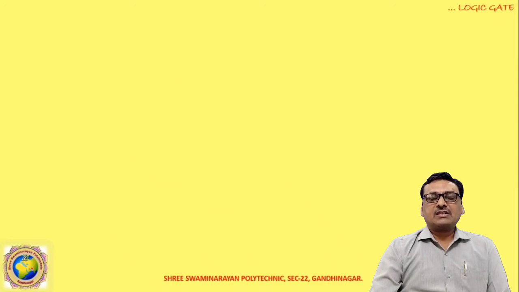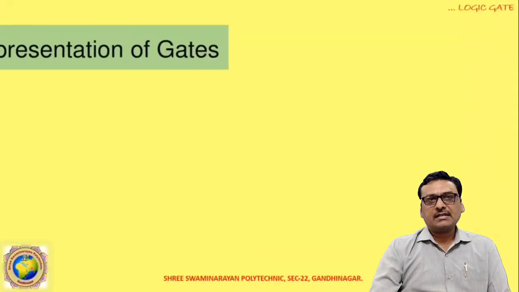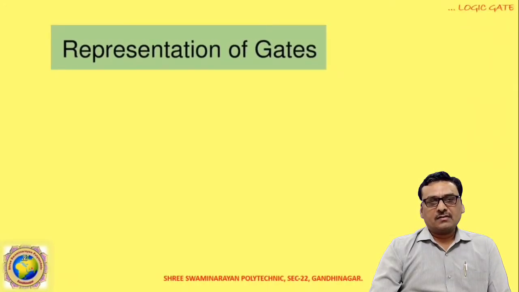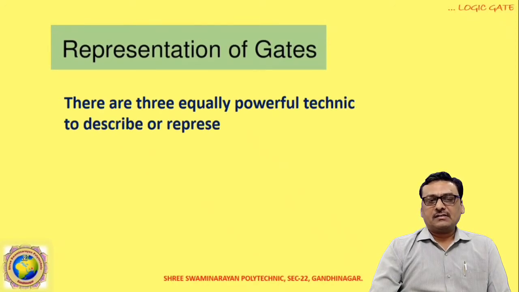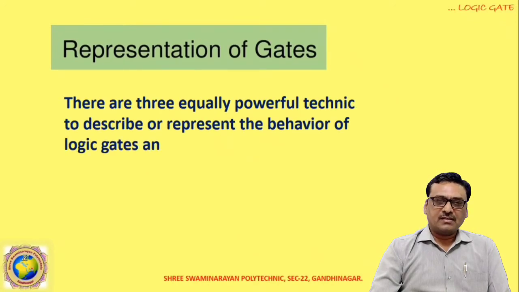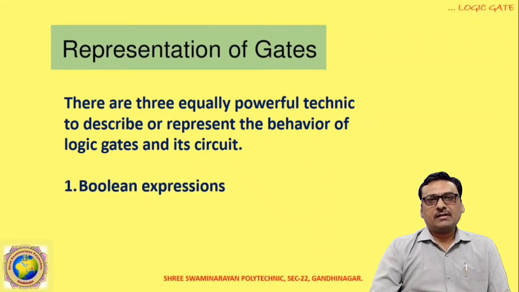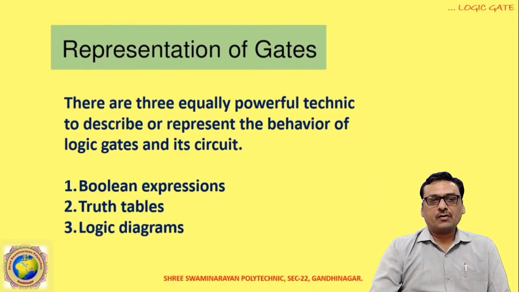Here, with the representation of the gates, how we can represent the gates will be by rules which are followed to define each and every gate. There are 3 equally powerful methods to represent the behavior of the logic gates and their circuits. The first one is the Boolean expression. First find out the Boolean expression for the particular gate, then its truth table, and the third one is the logic diagram. These 3 steps must be followed for any gate to be represented.